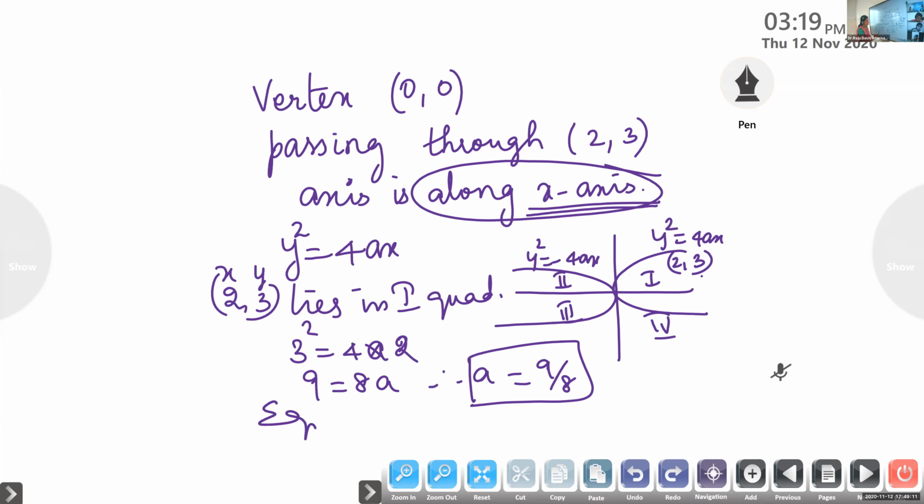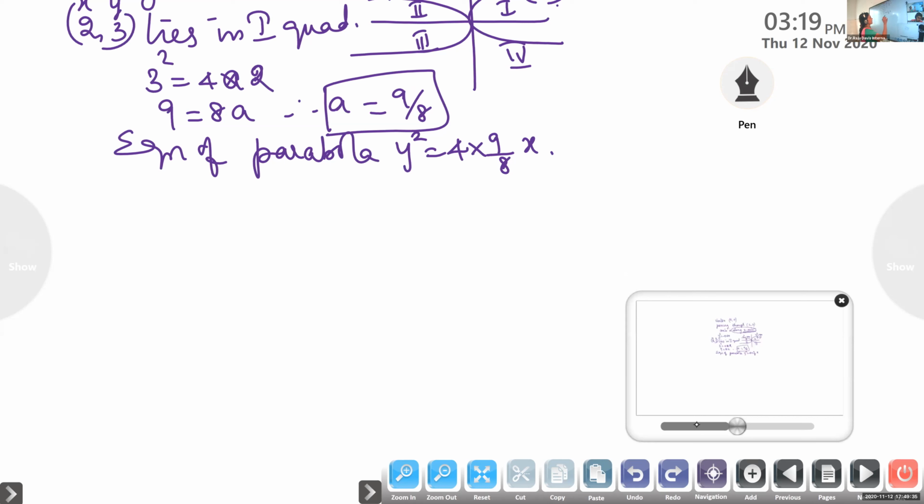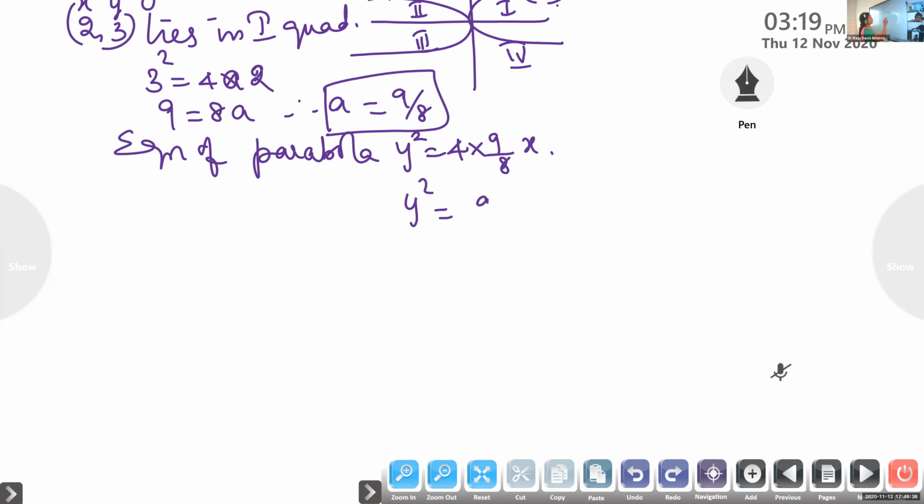So what is the equation of the parabola? The equation of the parabola is y square is equal to 4ax, and we got a as 9 by 8. Substitute it. y squared is equal to 4 into 9 by 8 x. Now simplify and write it in the standard form. So y square is equal to 9 by 2 x. When you cross multiply this, 2y square is equal to 9x.